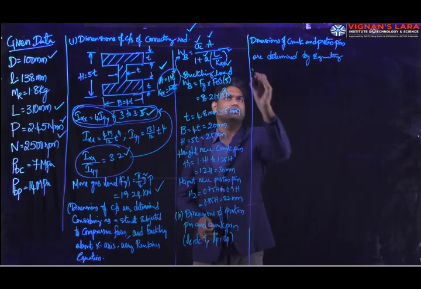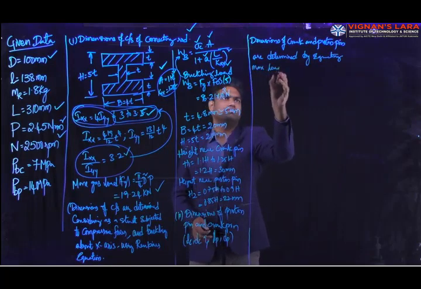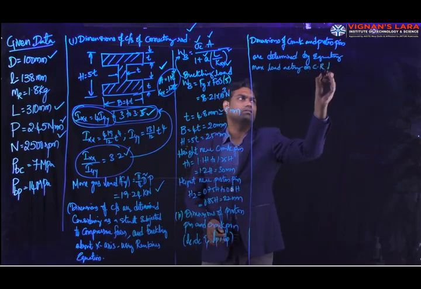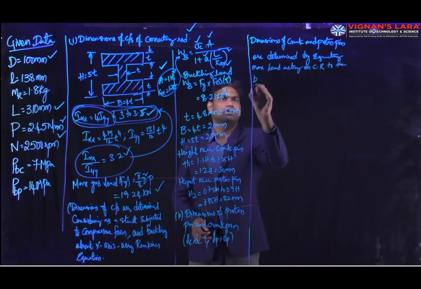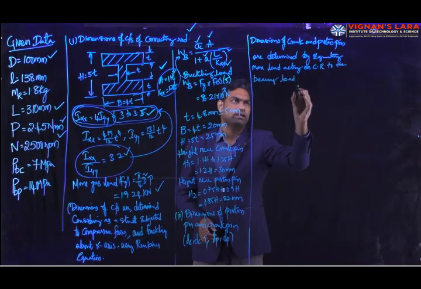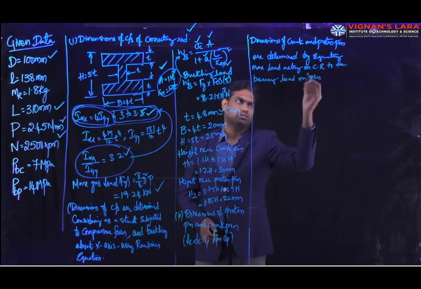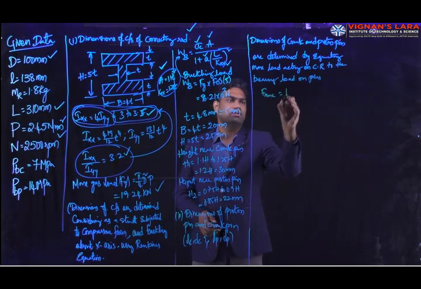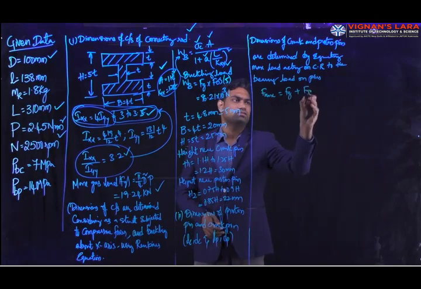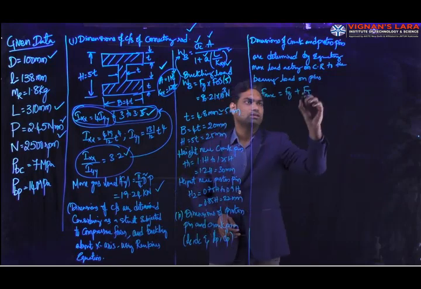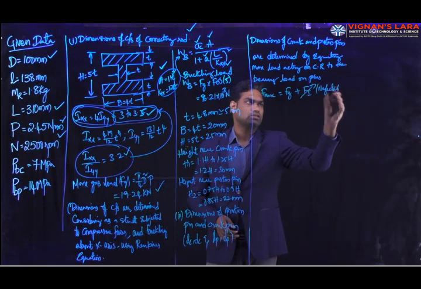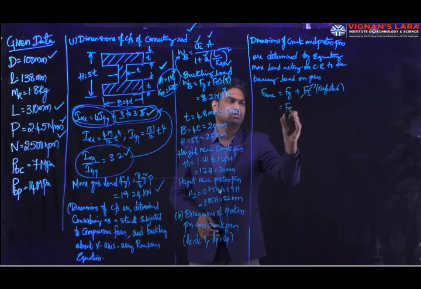by equating the maximum load acting on the connecting rod to the bearing load acting on their corresponding pins. The maximum load acting on the connecting rod is given by gas load plus inertia force, but here we are neglecting the inertia force. So the maximum load is equal to the gas load Fg.